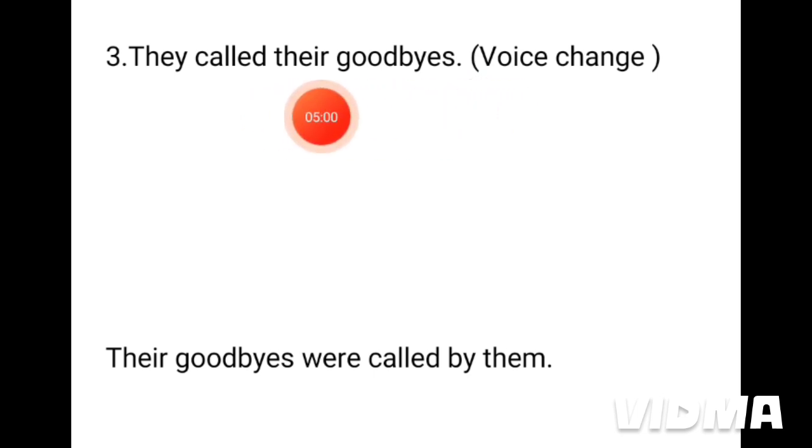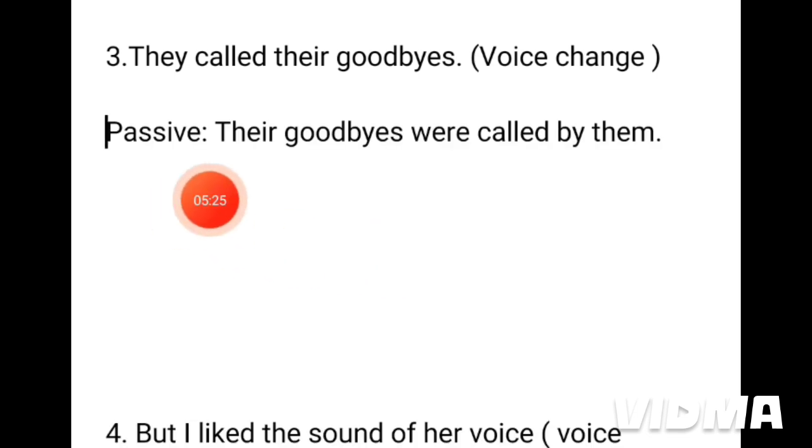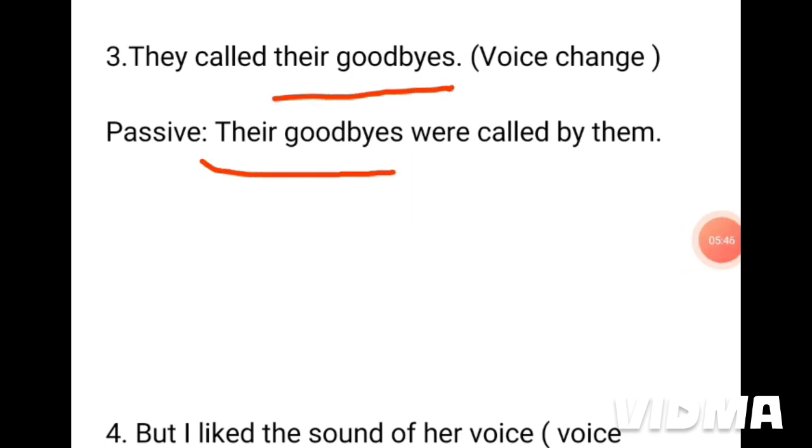Their goodbyes are the object here. This is the passive voice here. We have written in the beginning of the sentence, their goodbyes. This object has come in the beginning of this sentence in the passive voice. Goodbyes are in the plural form. So we have used here a be verb, were. This is the auxiliary verb or the helping verb.